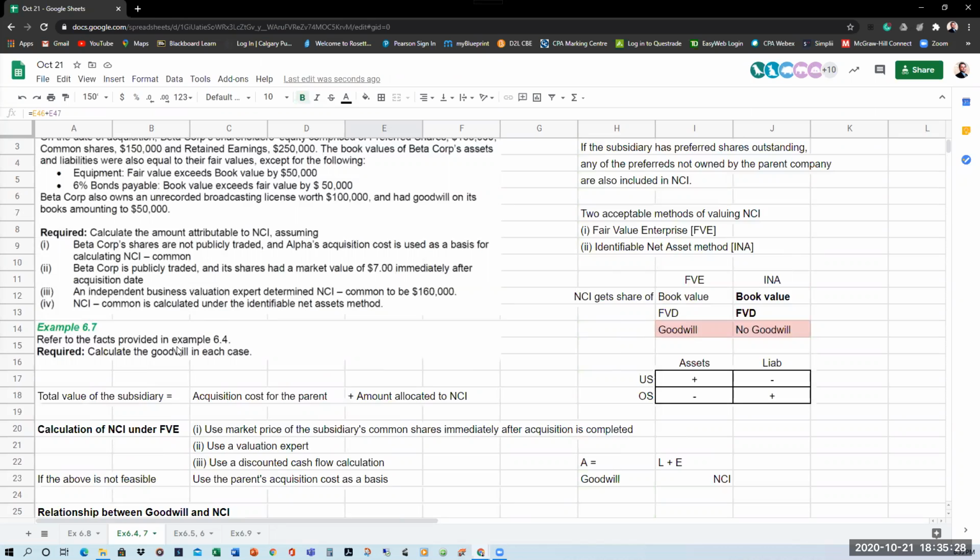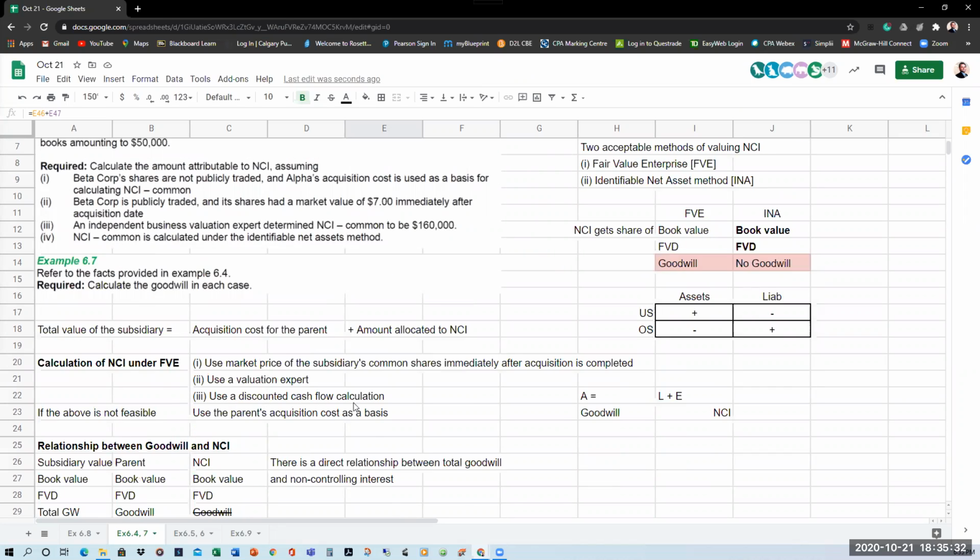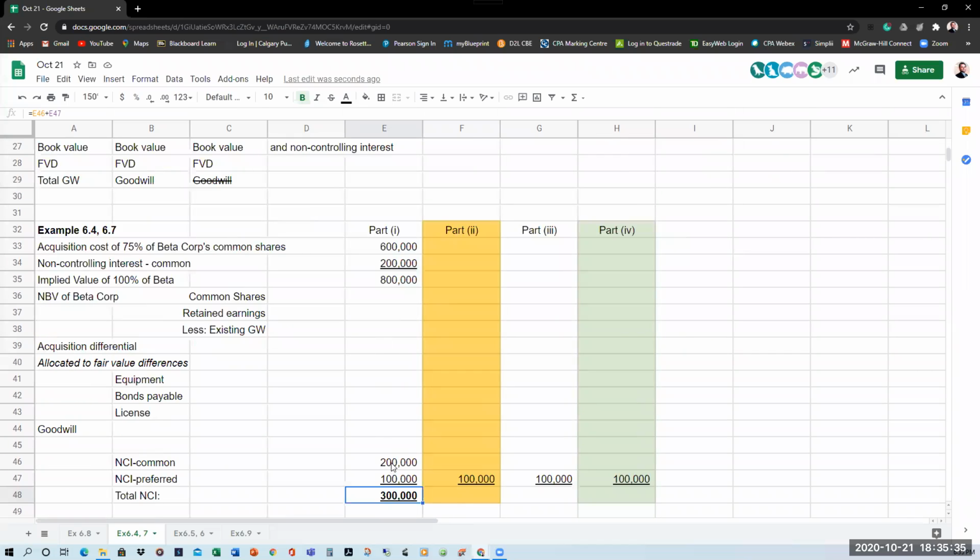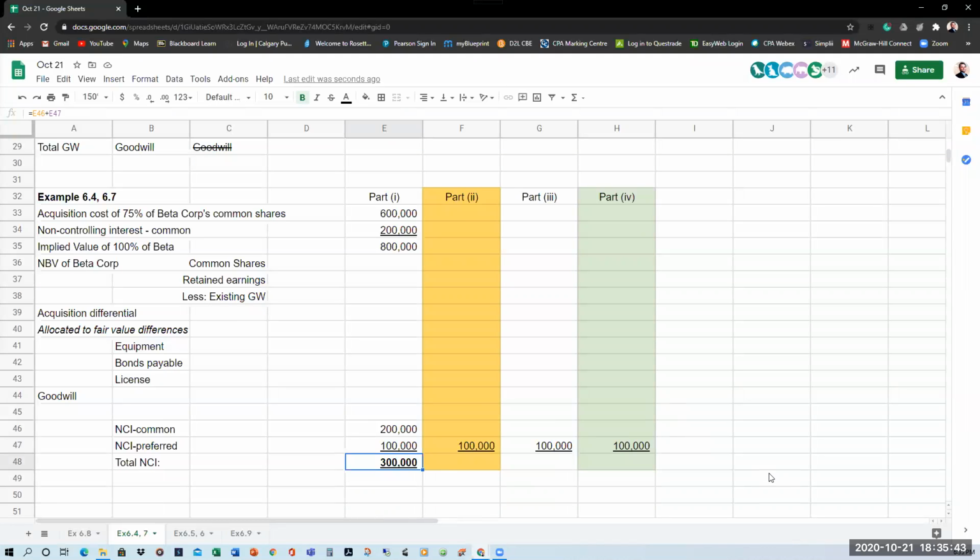I just don't want to get people too confused, right? Just doing non-controlling interest, that's all you want. You want the common share portion and you want the preferred share portion. Add them together, you get 300,000 total NCI.